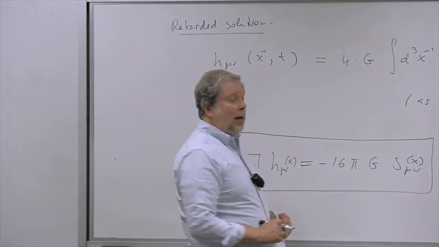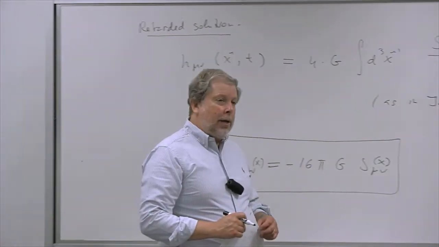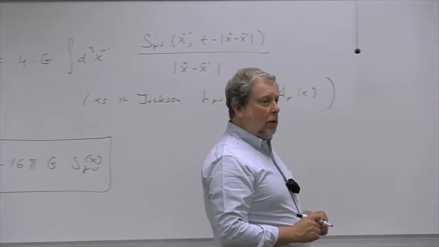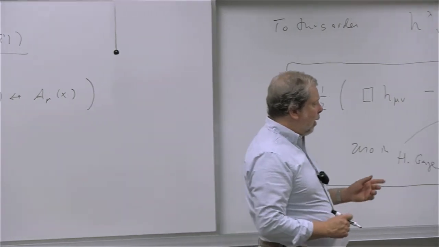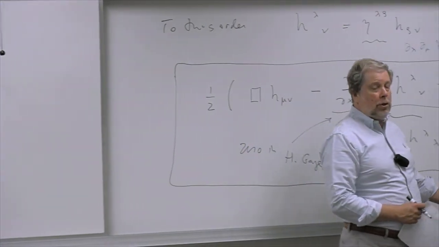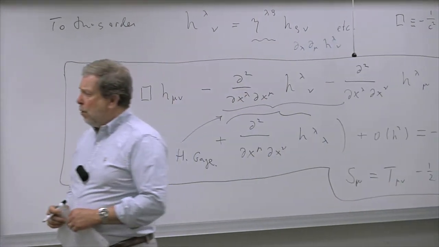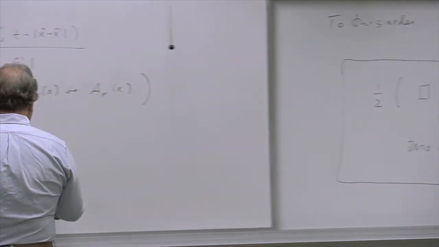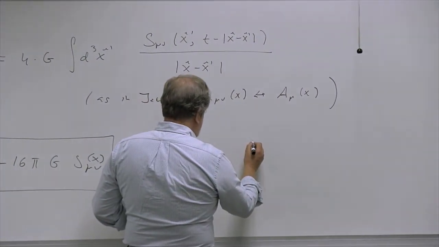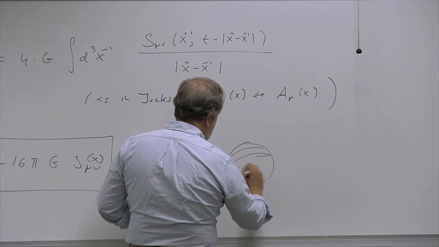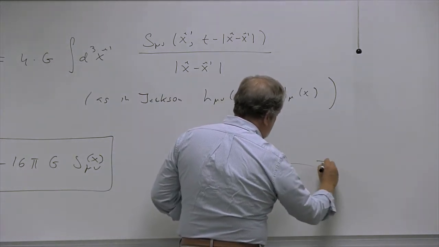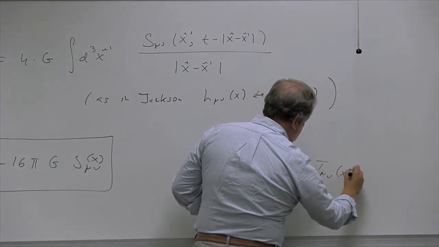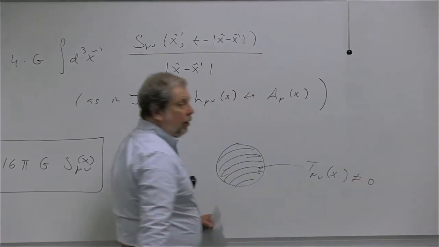So if I give you an arbitrary distribution of matter, then from that you can calculate what the T mu nu is, and in particular you can calculate the S mu nu by this procedure. And from that you can get the distribution for the gravitational field. So there's going to be perhaps some region of space-time where T mu nu of x is different from 0.